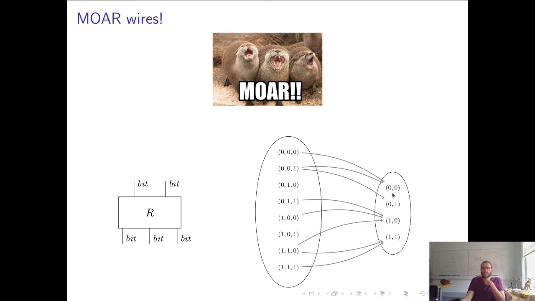And it relates them to all the possible lists of 2 bits. Okay? So that's what more wires means. It means that rather than just individual items like bits, I'm relating lists of items.